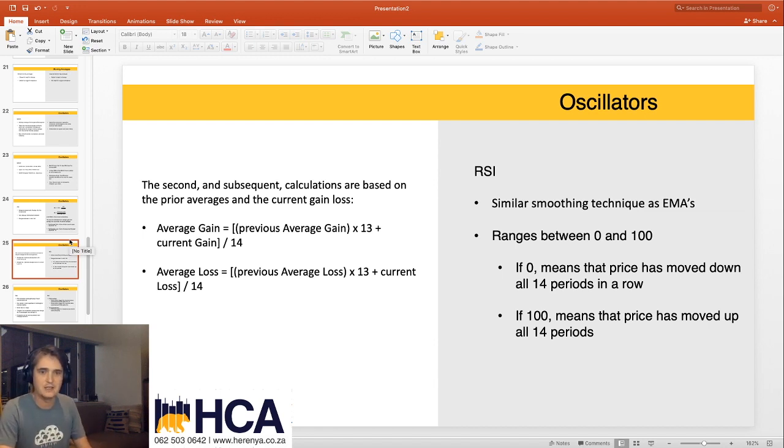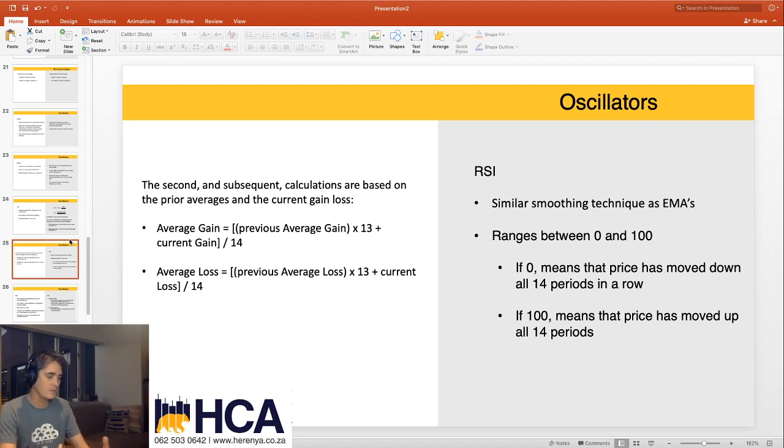The second data point, we change the RS calculation to the previous average gain times 13 plus the current average gain, divided by 14. So whatever our calculation was that we worked out first, which is the average gain of the 14 days added together, divided by 14, we now take that value, multiply it by 13, add today's gain if it has one, and divide that by 14. The same applies on the negative, and this gives us a bit of a smoothing technique to try and figure out what the momentum is, right?